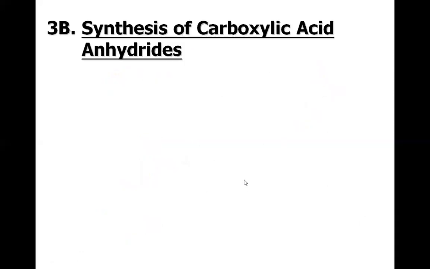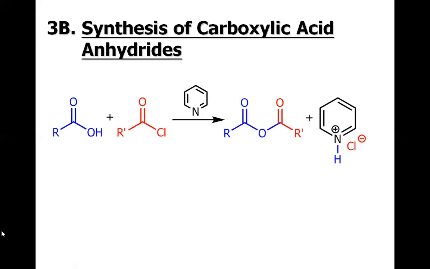Now let us discuss another reaction of the carboxylic acid. It takes us to the synthesis of the carboxylic acid anhydride. Here we may use the acid chloride with the carboxylic acid in the presence of base to have this anhydride formed, and this pyridinium chloride as the byproduct.